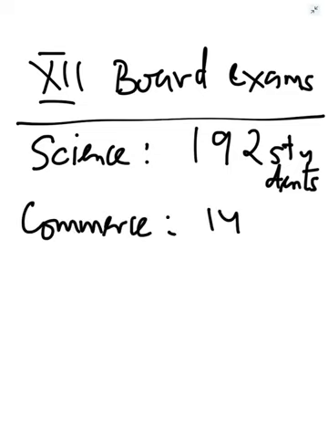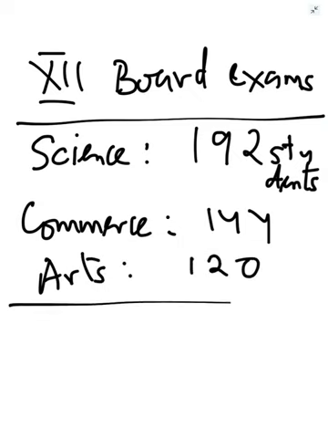commerce 144, and arts 120. So there are 192 students of the science stream, 144 appearing for commerce, and 120 for arts. All these students have to appear at the same center, but they have to be seated in different classrooms of equal size.